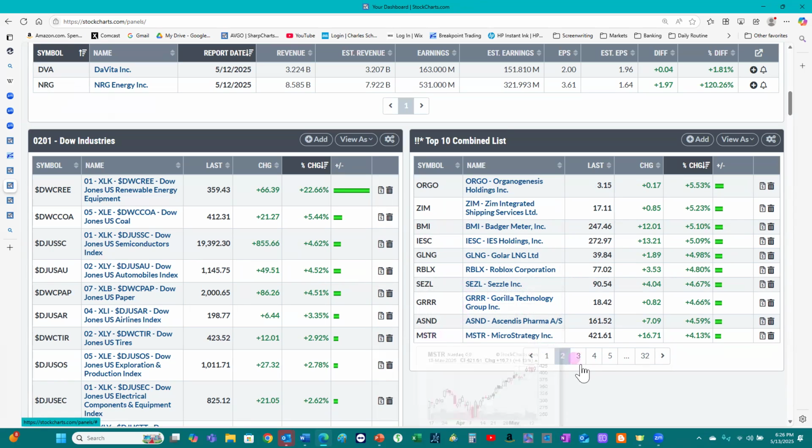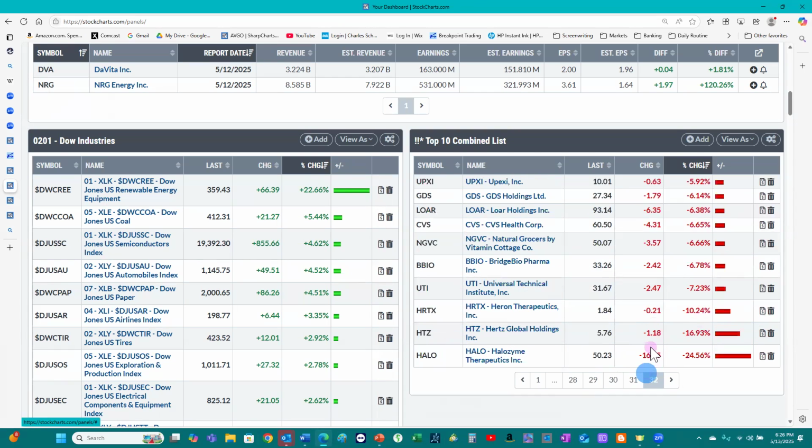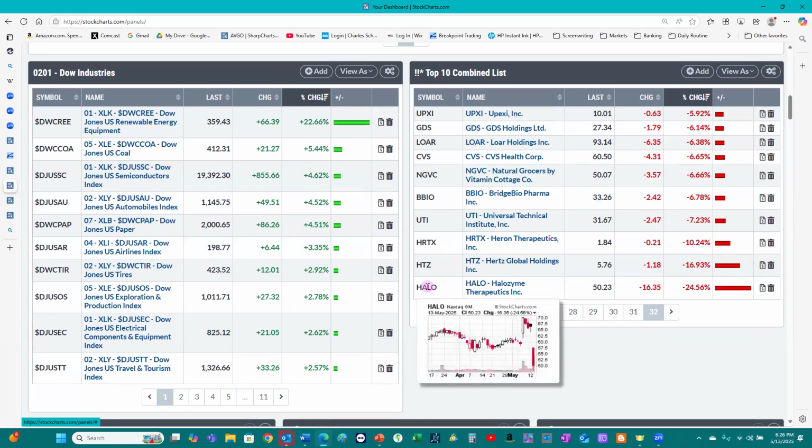MicroStrategy, up there with Bitcoin. Third level is where we found NRG and Uber. And CRK, I think, was just added this week. At the end, though, what you'll notice is there's Hertz, coming down dramatically after having a nice run up. Halo is the worst of the group. So Halo, I think, just reported and missed earnings.